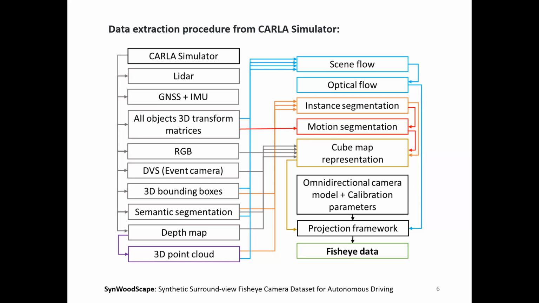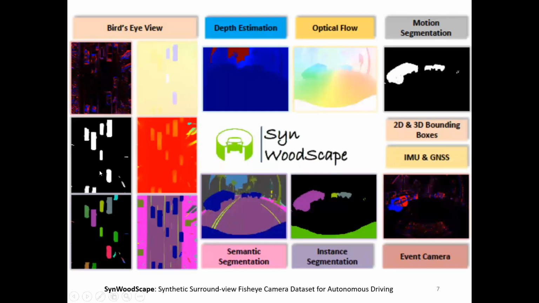Additionally, we provide fisheye event camera signals that are computed using the generated lookup tables. Bird's eye view images were also captured with all the proposed ground truths, as we can see in the figure, which represents an overview of the generated ground truth. Additional data such as 2D and 3D bounding boxes, LiDAR, semantic LiDAR, radar, GNSS, and IMU data are also provided.